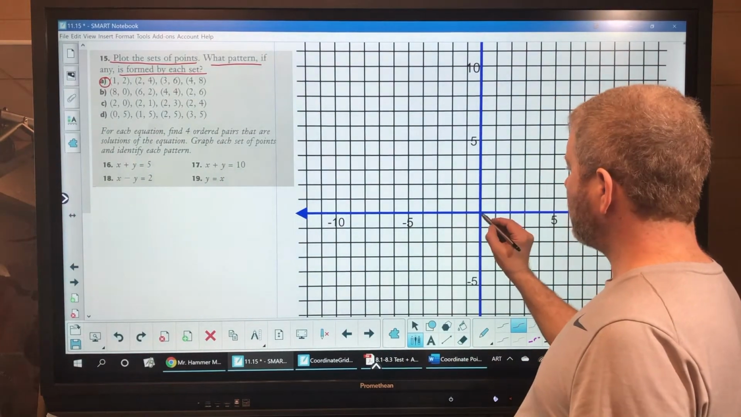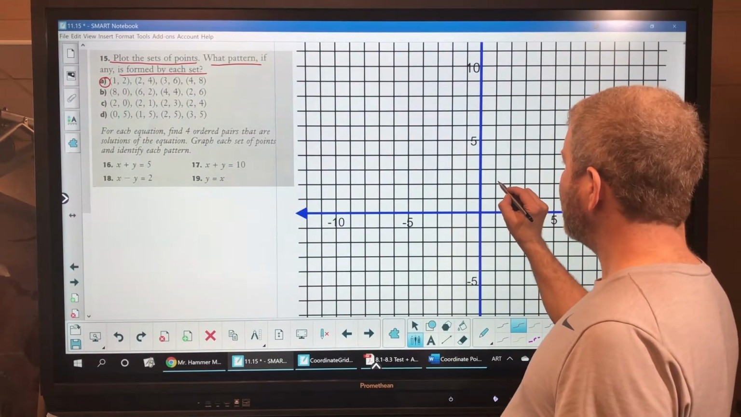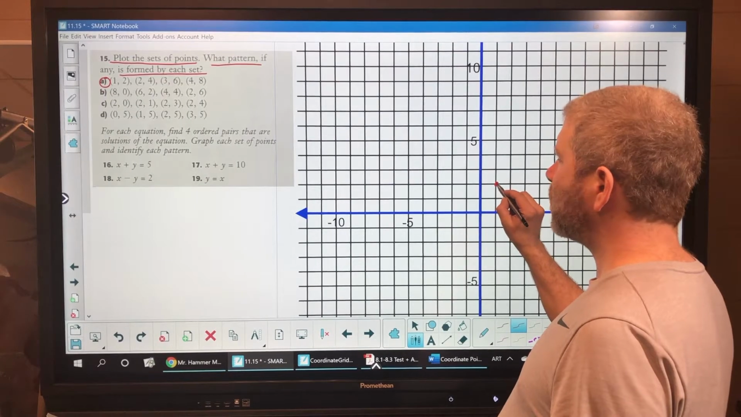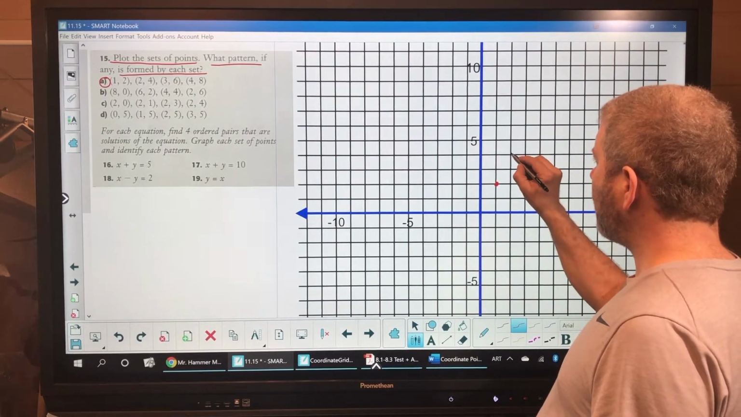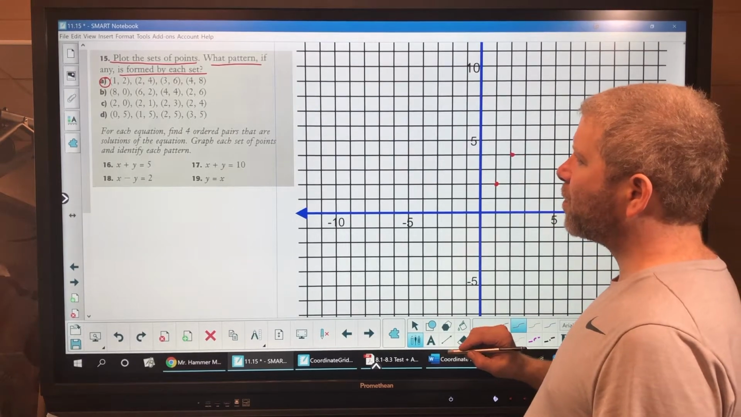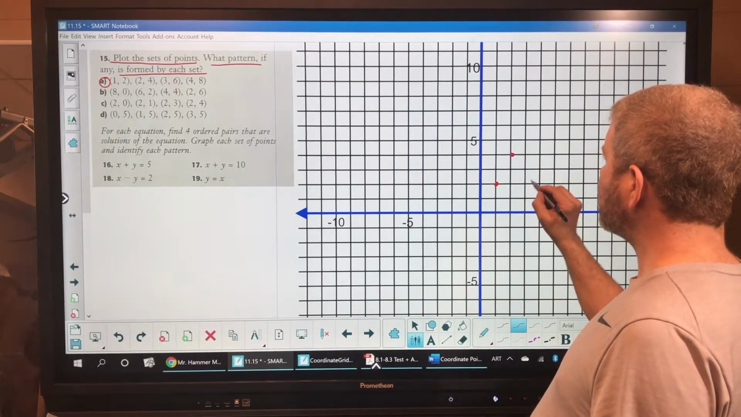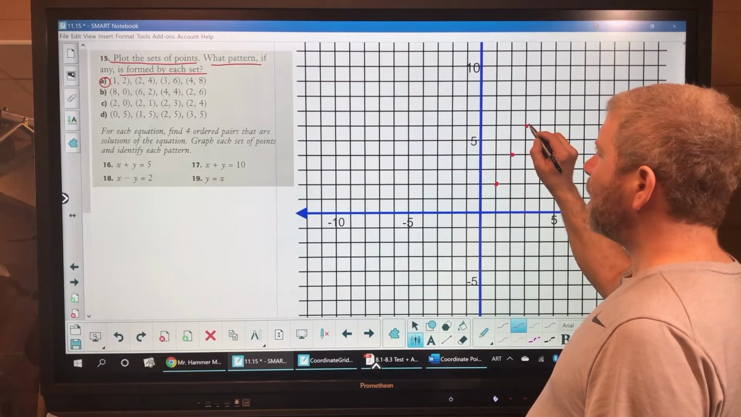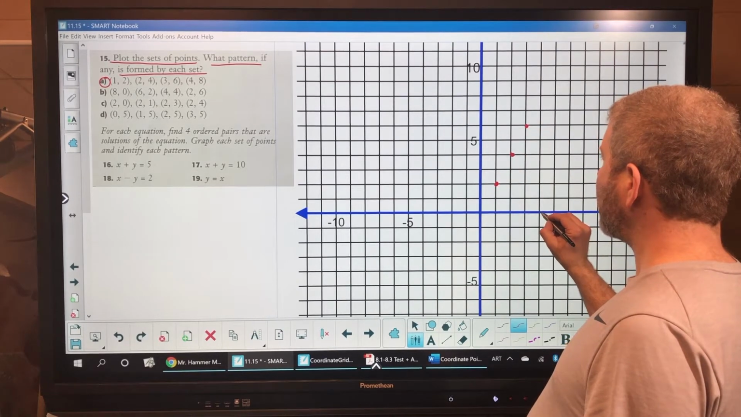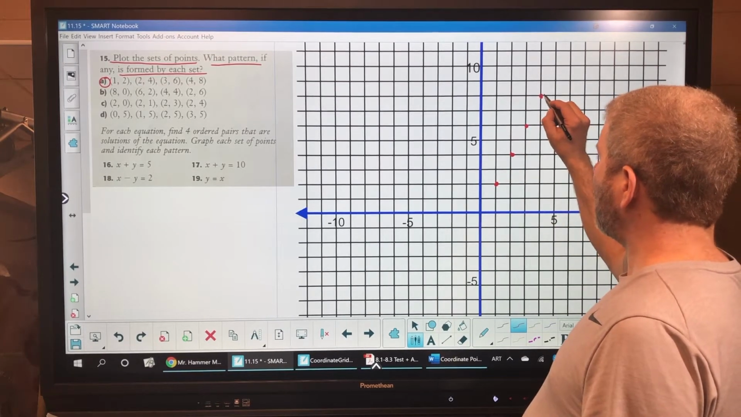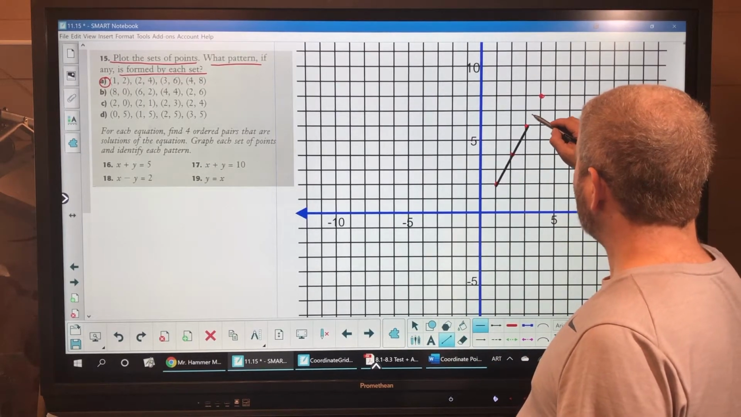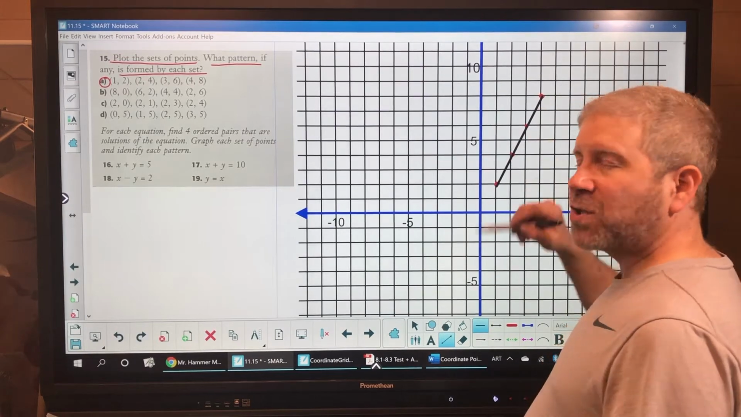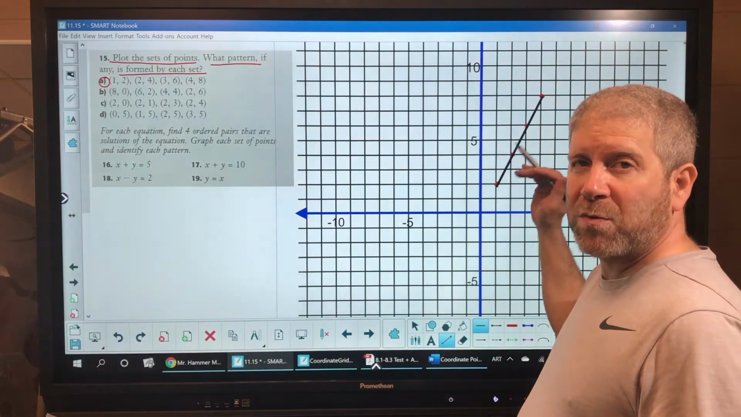1, 2, so we're moving over 1 on the x-axis and up 2 on the y-axis, which is right there. 2, 4, so 2 over on the x-axis, 4 up on the y-axis. 3, 6, 3 over on the x, 6 up on the y, and 4, 8, 4 over on the x, and 8 up on the y. And then we're looking for patterns. It looks pretty clear that we have a line going up and to the right formed by those 4 points.